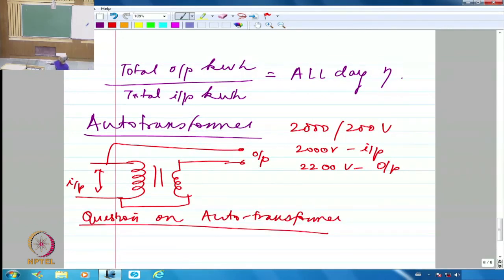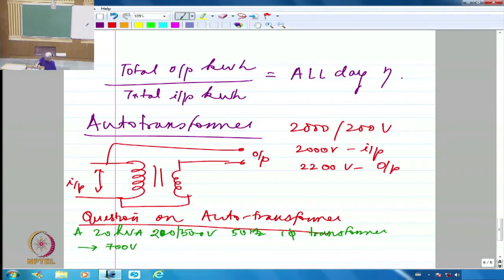A 20 kVA, 200 by 500 volt, 50 hertz single phase transformer is connected as an auto transformer to supply a load requiring 700 volts. Determine the kVA rating for this configuration, and the winding currents. As a variac.